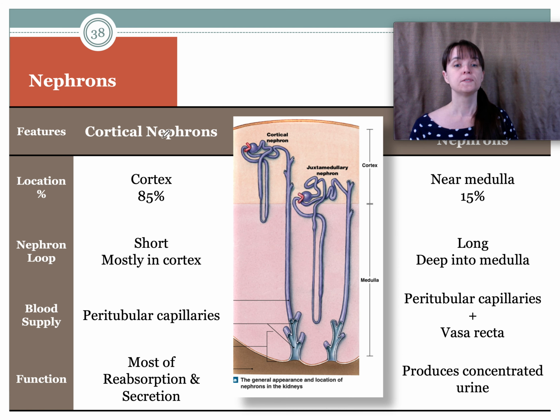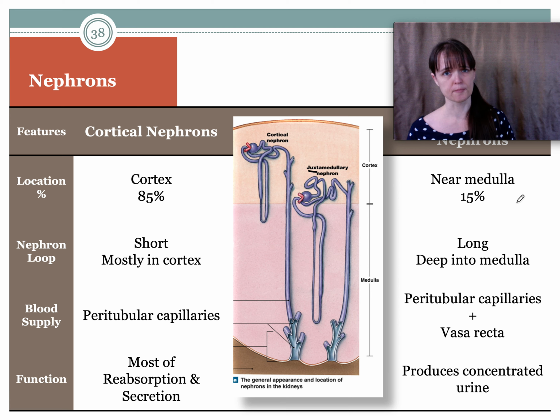Okay. So there are two different types of nephrons. There are cortical nephrons that are mostly in the cortex and juxtamedullary nephrons that are just next to the medulla. So the cortical nephrons are 85% of the nephrons. They are short. The loop is primarily in the cortex. The blood supply is the peritubular capillaries, which are the capillary beds in the cortex, and they do most of the reabsorption and secretion. The juxtamedullary nephrons, which is what it says under my head here, are closer to the medulla. They're this deepest layer just next to the medulla, juxtamedullary.